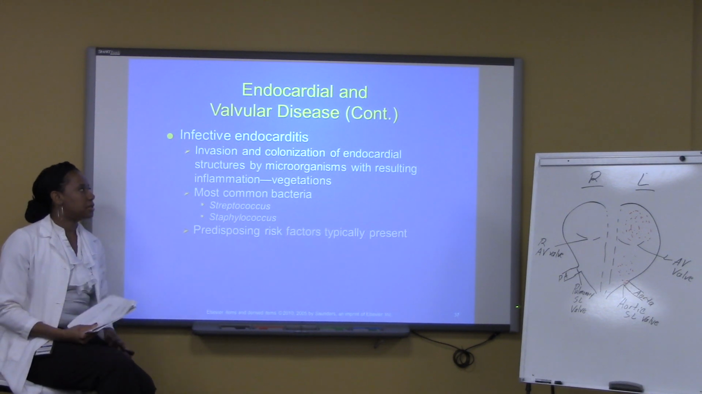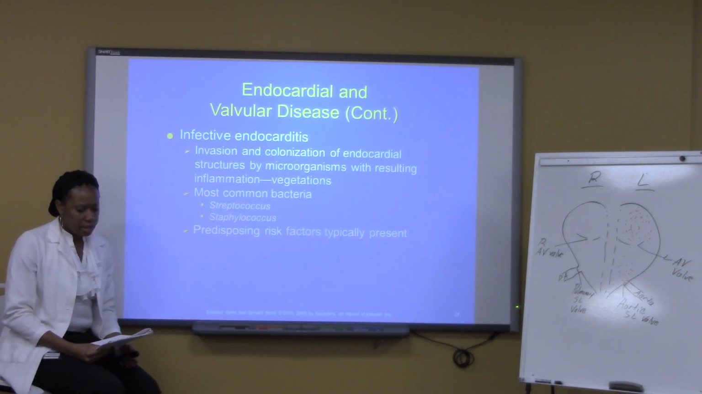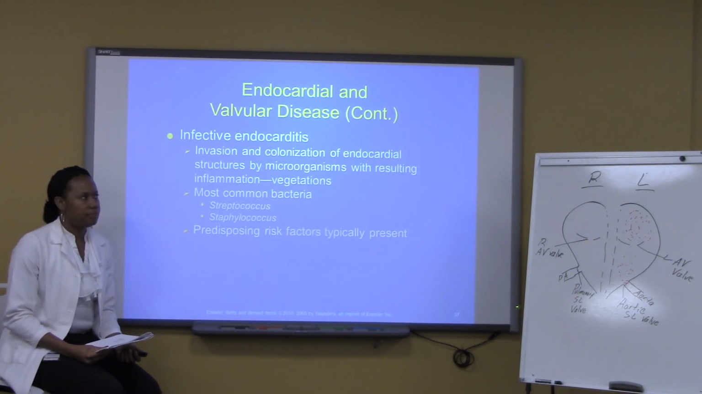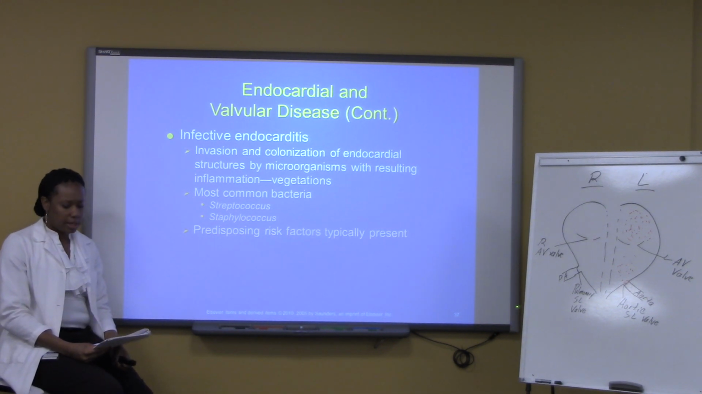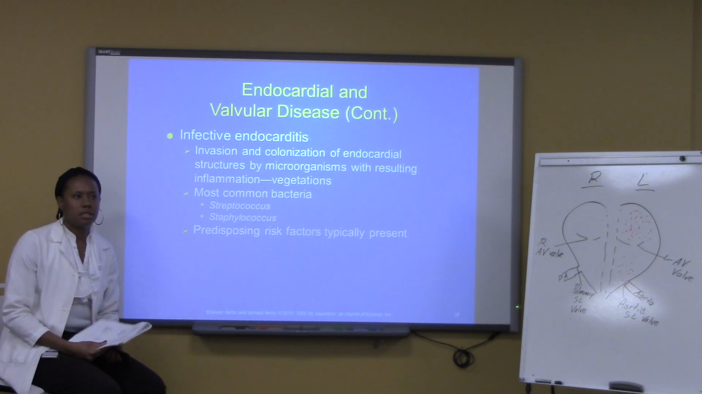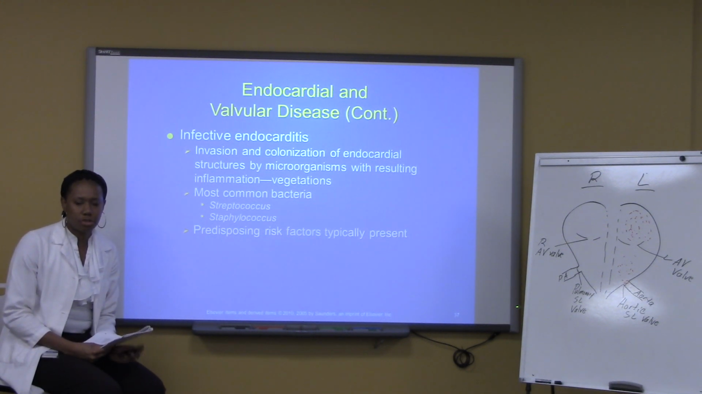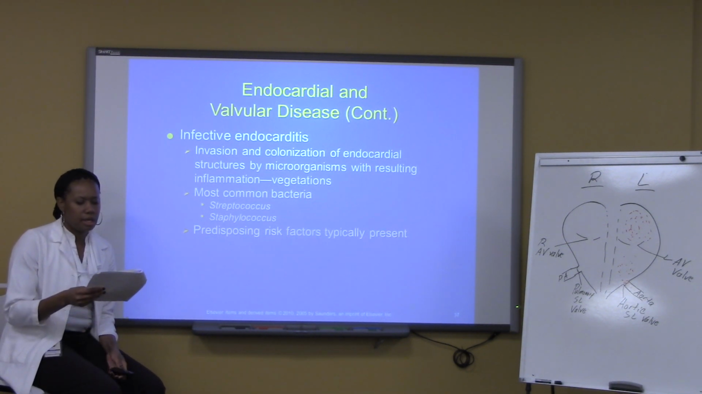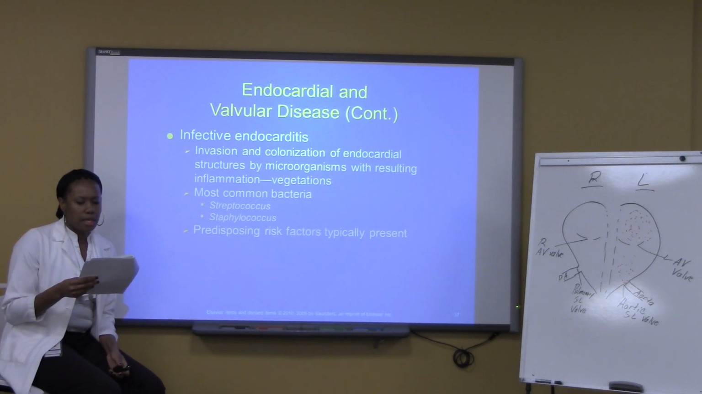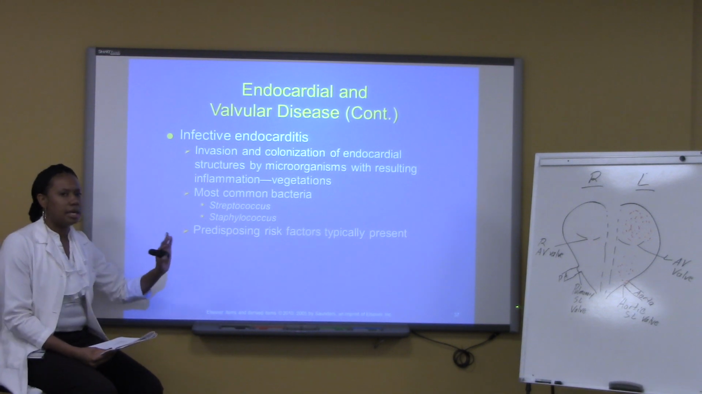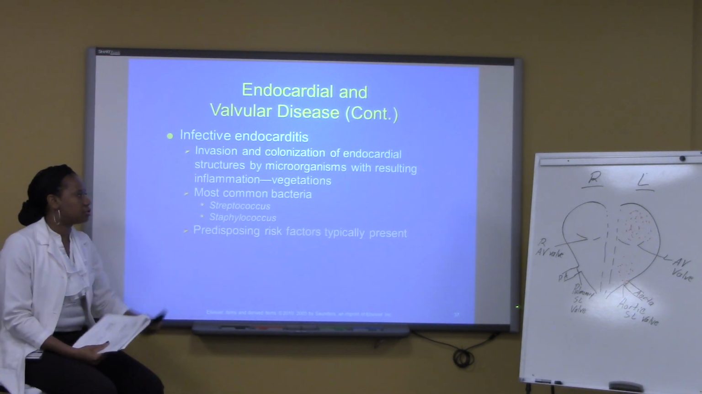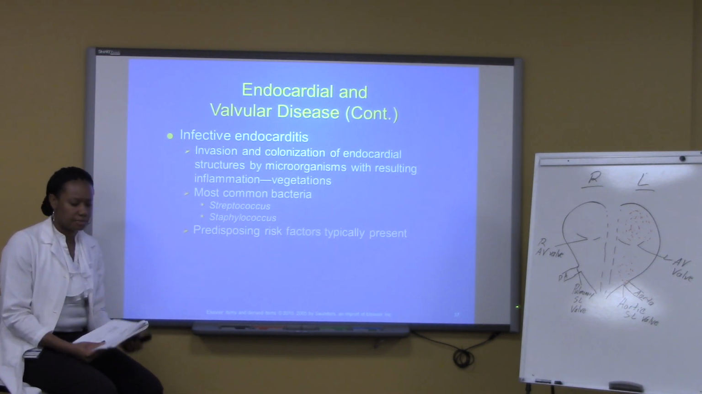Now, infective endocarditis. We talked about this already, that this is definitely a complication that can come from a mitral valve prolapse. I do want you to know that. And make sure you understand that this also comes from bacteria, and the main bacteria here are Streptococcus and Staphylococcus.